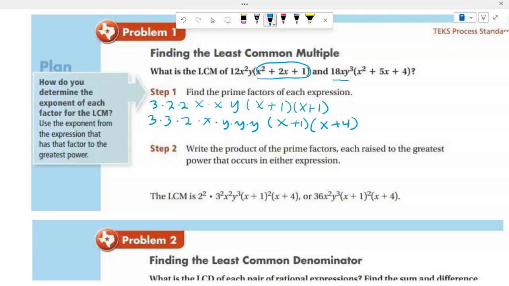18xy cubed is 3 times 3 times 2 times x, and then you have y times y times y. And then the factors of x squared plus 5x plus 4 are x plus 1 and x plus 4. Now we've got to figure out what they have in common. So they have a 3 in common, they have a 2 in common, they have an x in common, and they have a y in common, and they have x plus 1.